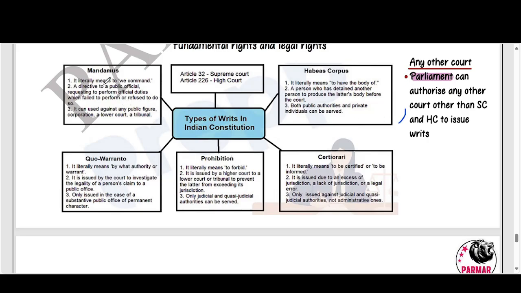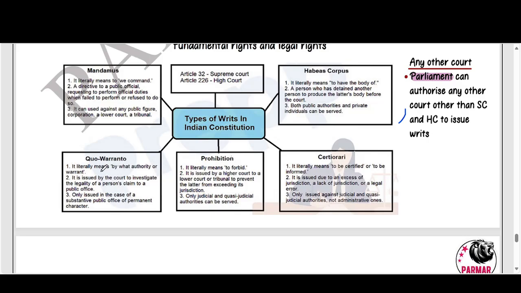Mandamus literally means we command. It is a directive to a public official, requiring them to perform official duties which they fail to perform or refuse to do. It can be issued against a public figure, corporation, lower court, and tribunal. Article 32 for the Supreme Court, Article 226 for the High Court.